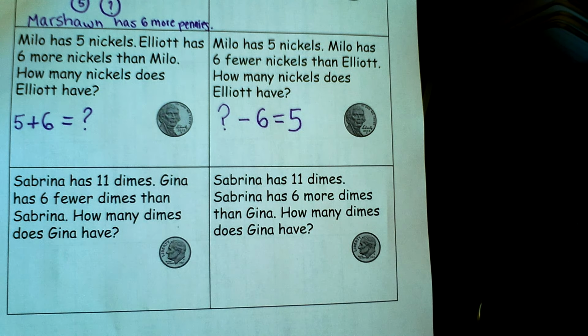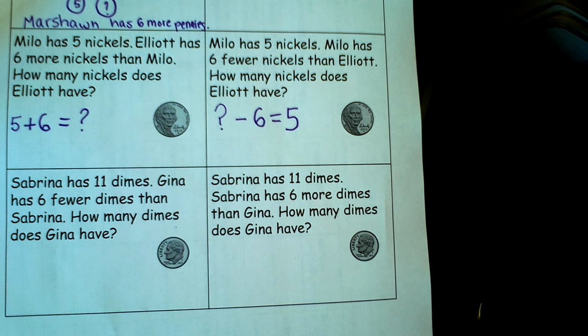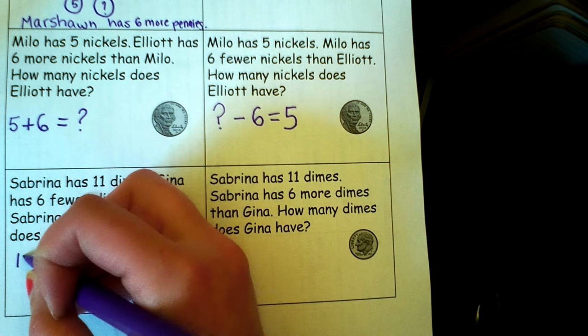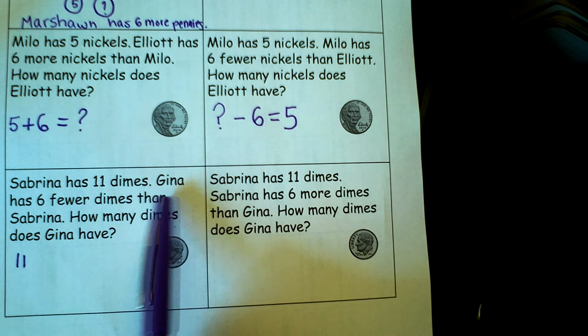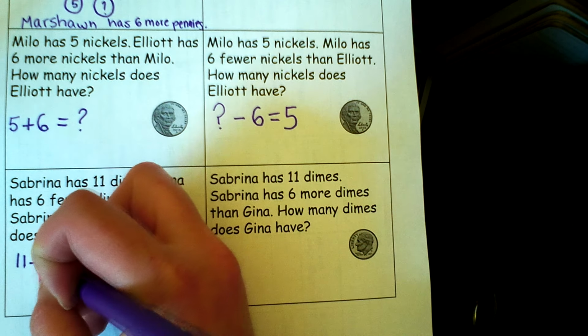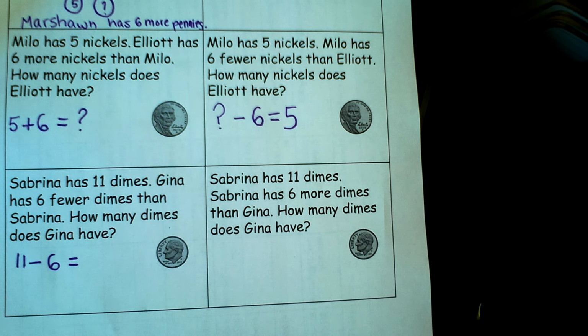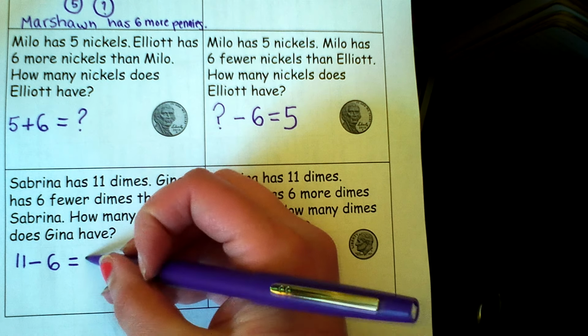Here are 2 new problems which we have not seen yet. 2 new names. Sabrina has 11 dimes. Gina has 6 fewer dimes than Sabrina. How many dimes does Gina have? So Sabrina started with 11, and Gina has 6 fewer dimes, so minus 6, and that equals Gina's number, which is a question mark.